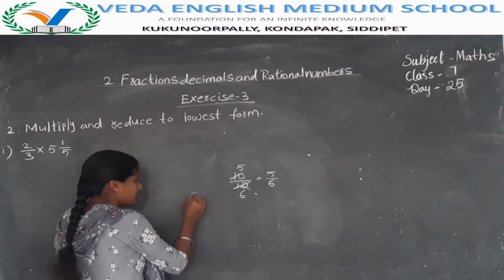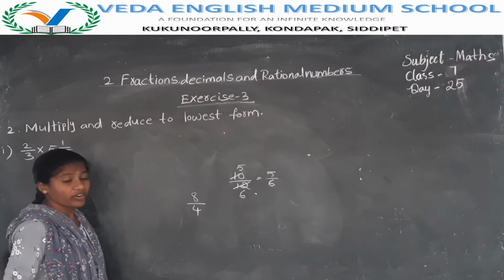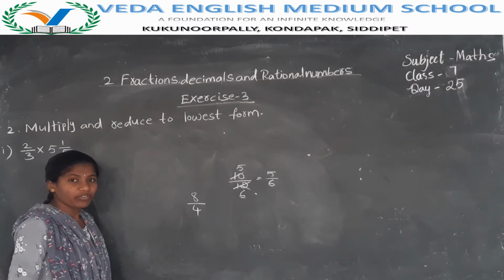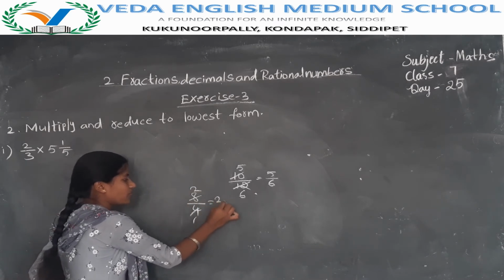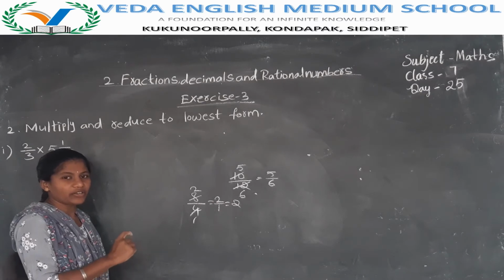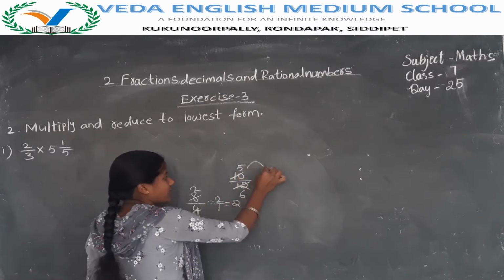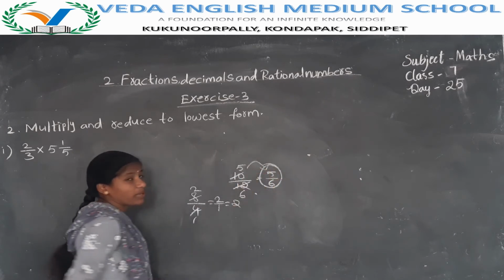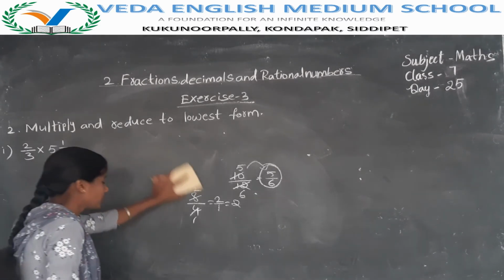Understand? Here in my example I have taken 8 by 4. What is the reduced form of 8 by 4? 4 1s are 4, 4 2s are 8. 2 by 1, that means 2 only. Like this, you have to cut and find. That means if we have a greater number, then we show it in the smaller number. This is called the reducing form. Okay.